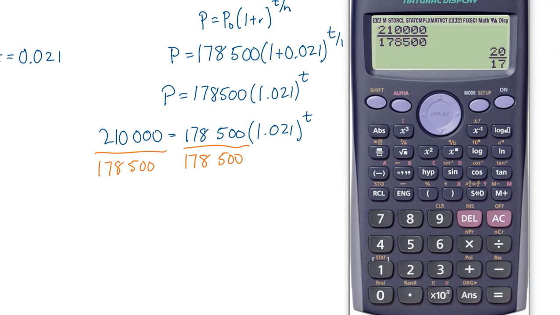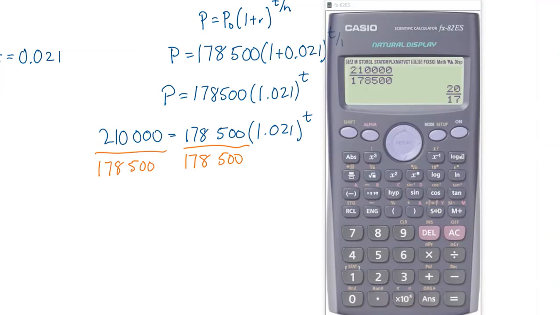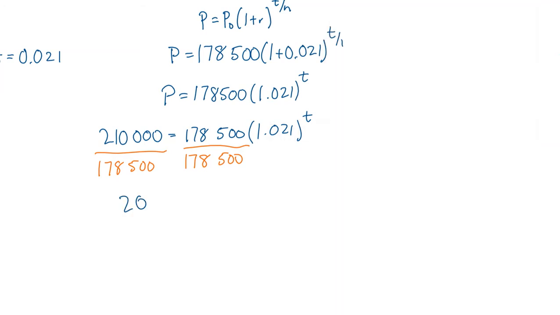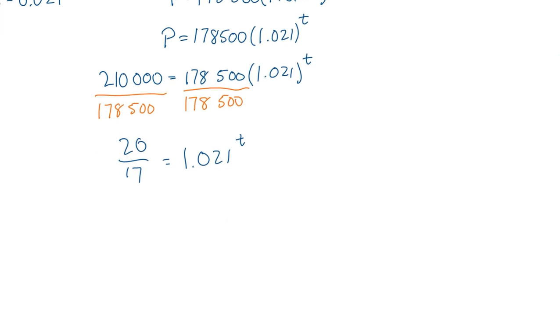It's 20 over 17. It's a little strange. It doesn't look like it should simplify to that, but it does. So we've got 20 over 17 equals 1.021 to the t. Now what do we do? Take the log of both sides. Yeah, we can take the log of both sides or rearrange. I'm going to do the rearranging one.